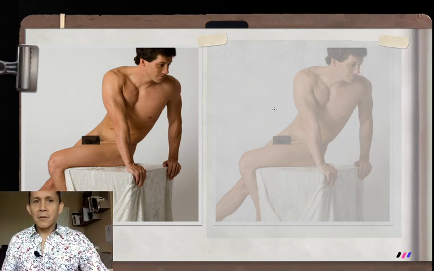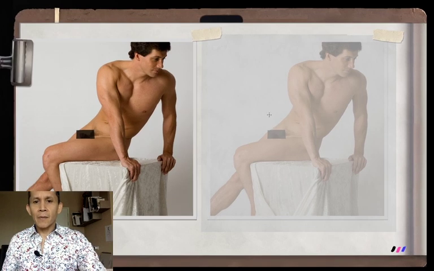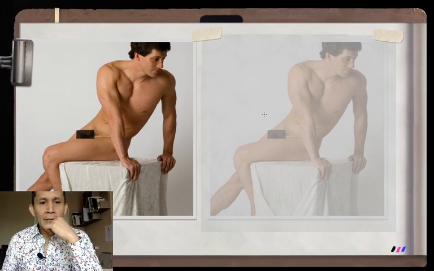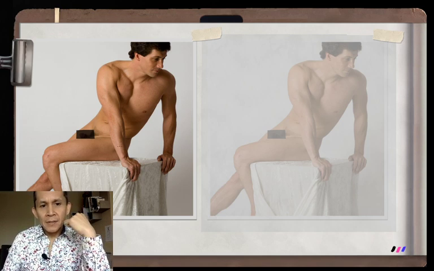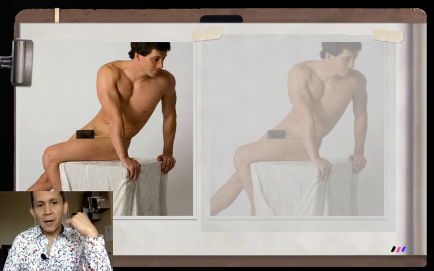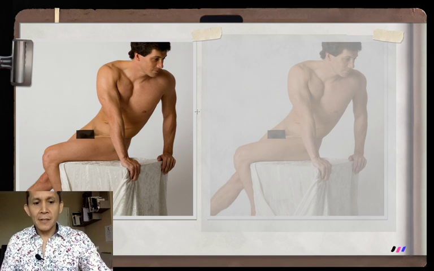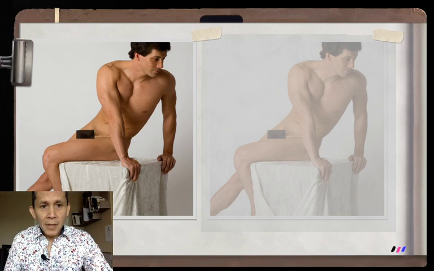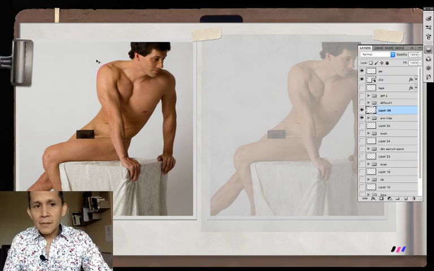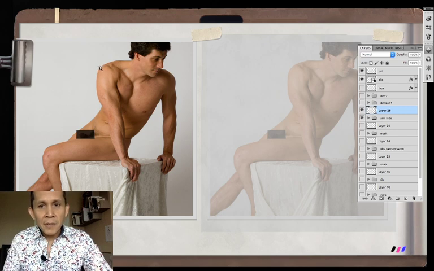Okay, so here's a pose where the arm is covering his body and the leg is covering the body. So let's use some clues to find the rib cage, the pelvis, and the key anatomy. All right, so what clues do we have? Let's see what corners we have. We have a corner there. So it's a curve, but I see a corner.